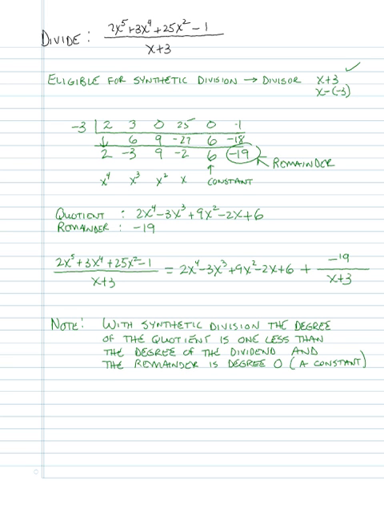We actually could have a remainder of 0. Sometimes we say no remainder, but that's still a constant. 0 is a constant. So our remainder is going to be a regular constant like a negative 19, or it could in fact be a number like 0.